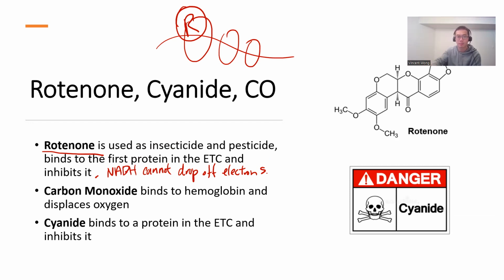FADH2 is probably okay because it drops it off later on, like in the second protein or something. But we don't have a lot of FADH2, do we? For every glucose, we only have 2 FADH2. That's not a lot of ATP. All right, so this will significantly interfere with ATP production, which is great if you're spraying it into insects and pests and whatnot, kills them pretty effectively. But if it makes it into the food chain and humans ingest it, not a good thing, right? Okay, so that's rotenone.